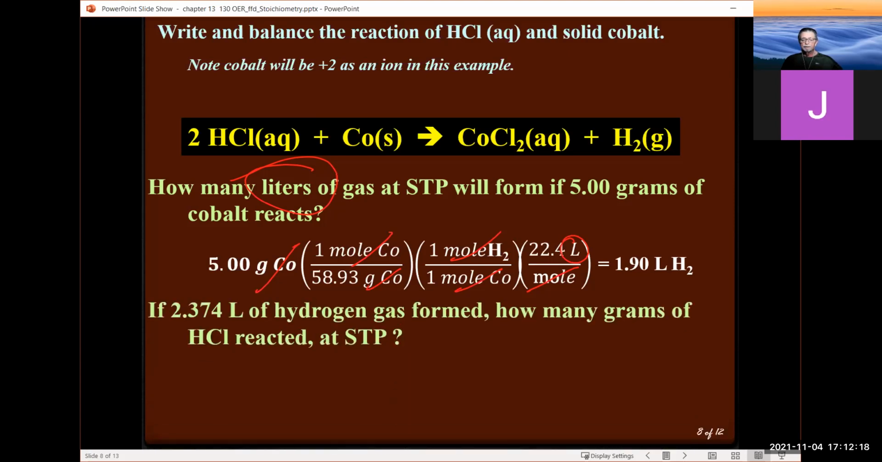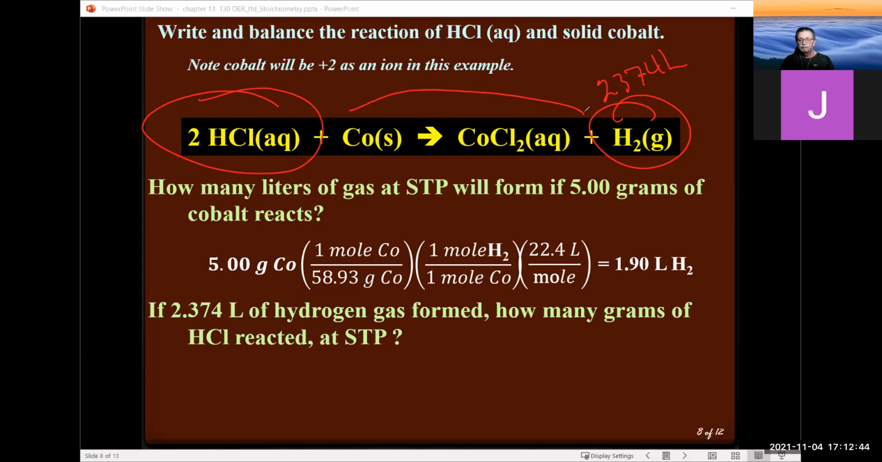All right, so what if 2.374 liters of hydrogen gas is formed? The question is, how many grams of HCl reacted? So we're still dealing with the gas, okay? If we have 2.374 liters of gas, how much HCl in grams reacted? That being said, I'm going to need the molar mass for HCl.